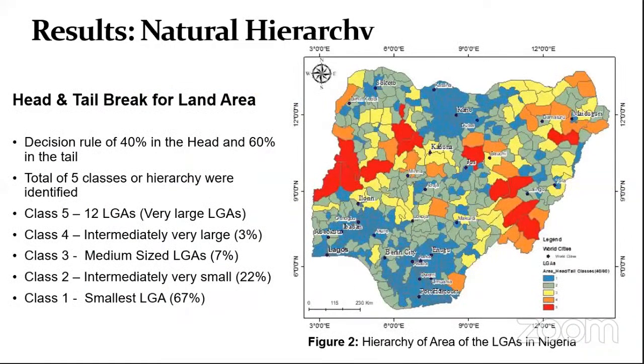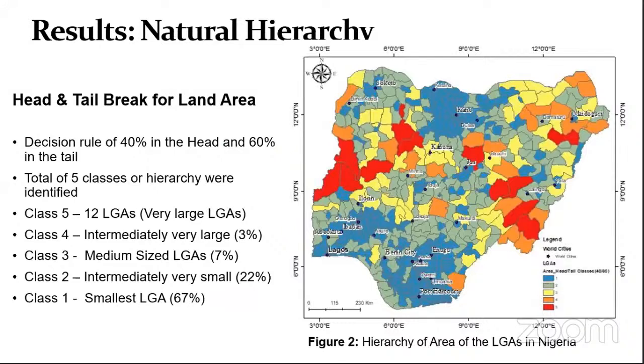If we look at the land area, we see that this becomes obvious. This is just to show what it means when we look at the hierarchy from data. For this also, we realize that from the head-tail break, there are 5 classes spread across different parts of the country, but there are more in the middle belt than in the southern part and in the north central part of the country.